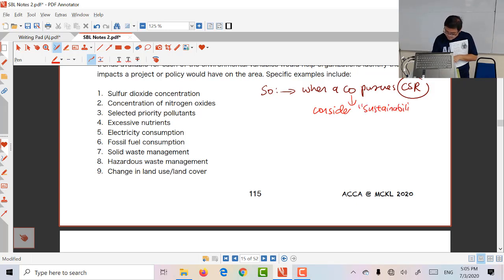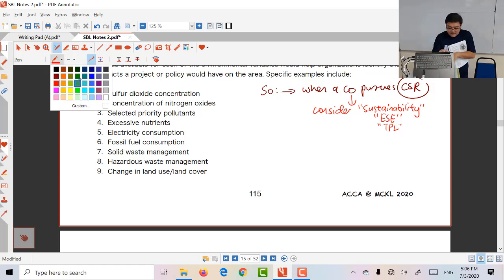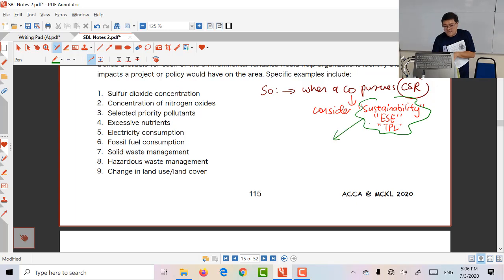the sustainability concept, the ESG concept, or the triple bottom line concept. Like, as I said, these are the vocabs. People are very fancy because they want to show that they're different, but actually they're talking about the same thing. Okay? They're just different vocabs. So you can look into any of these, and usually they will focus on environmental, social.